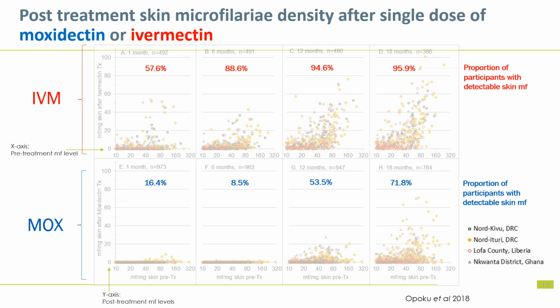This could have significant implications for the elimination of onchocerciasis, particularly where this has not yet occurred despite ongoing treatment with ivermectin. You'll note that at 12 months after treatment, the number of people with detectable infection in the moxidectin group remained lower compared with 6 months and even 1 month after ivermectin.